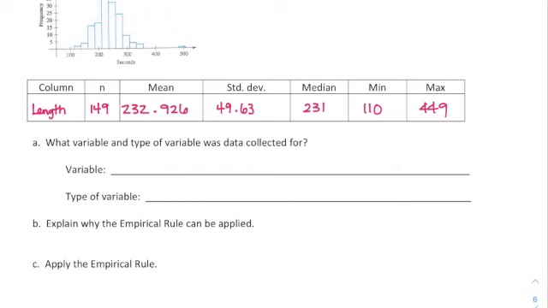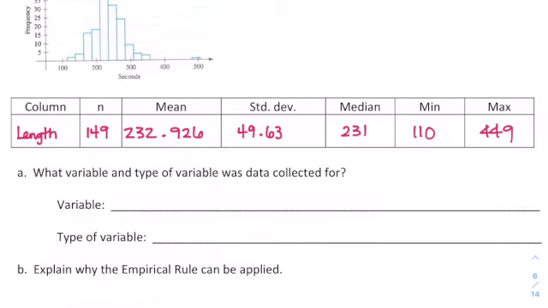Okay, so now, what variable and type of variable was data collected for? I would say the length of the songs. And the type of variable is going to be quantitative and continuous.